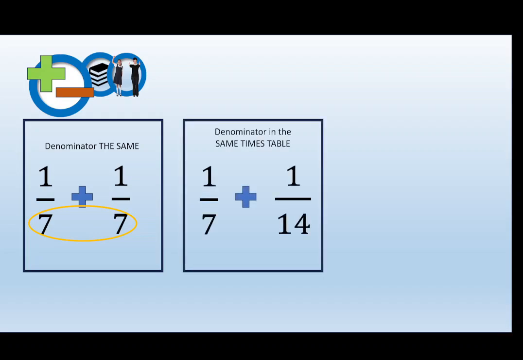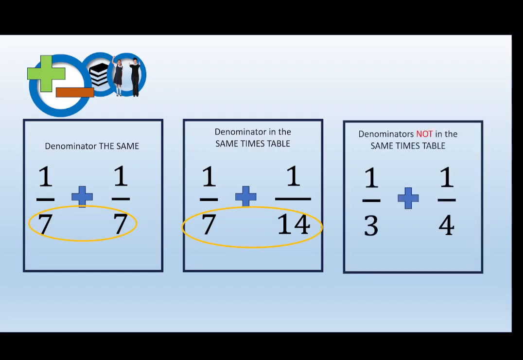Second type of fraction is going to be when the denominators are in the same times table. You can here see that 7 goes into 14 twice. They're in the same times table. And the final type is when the denominators are not in the same times table. 3 doesn't go into 4 and 4 doesn't go into 3.